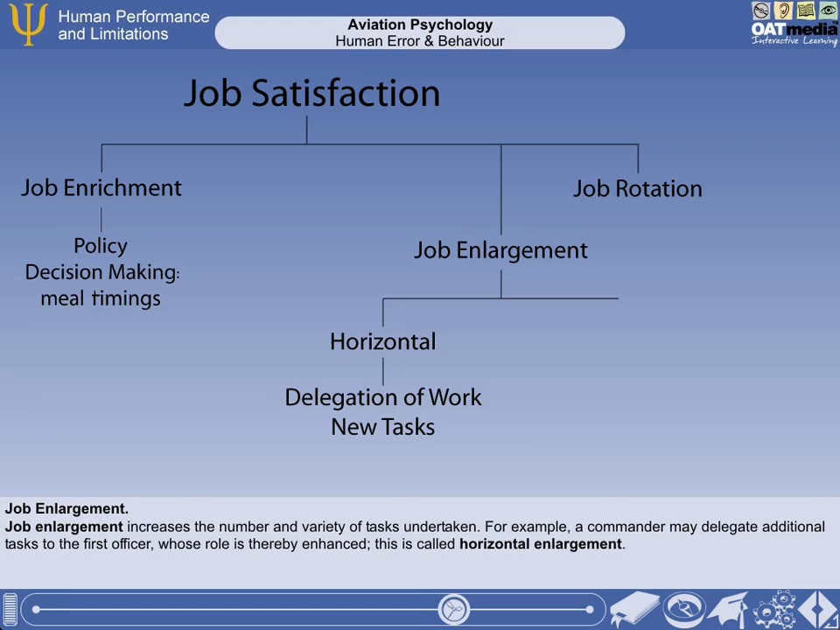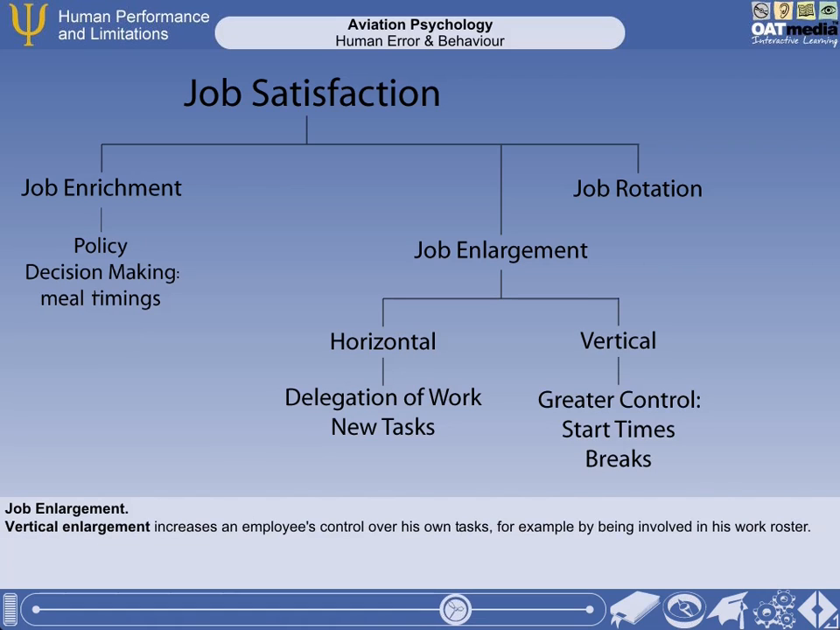For example, a commander may delegate additional tasks to the first officer, whose role is thereby enhanced. This is called horizontal enlargement. Vertical enlargement increases an employee's control over his own tasks, for example by being involved in his work roster.